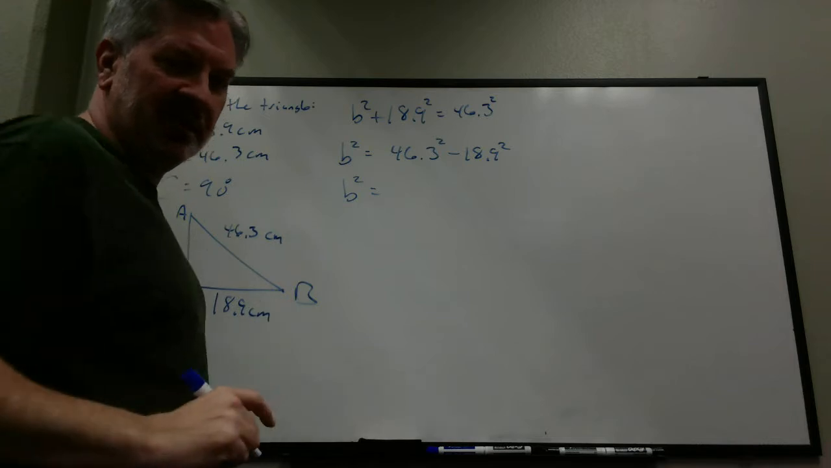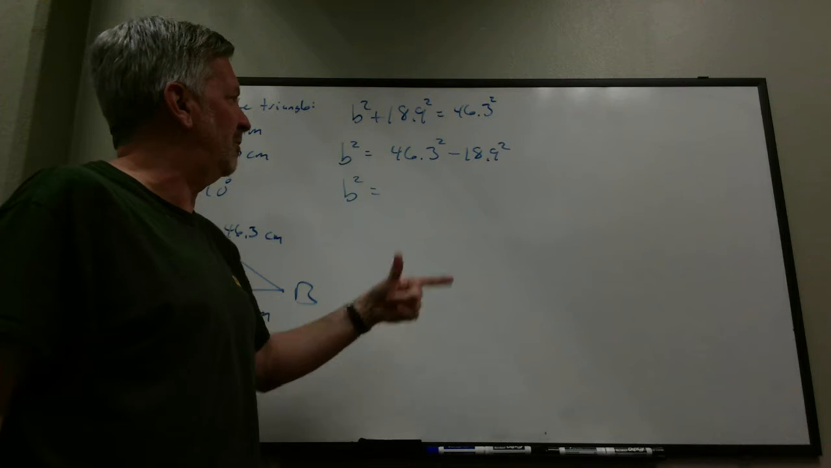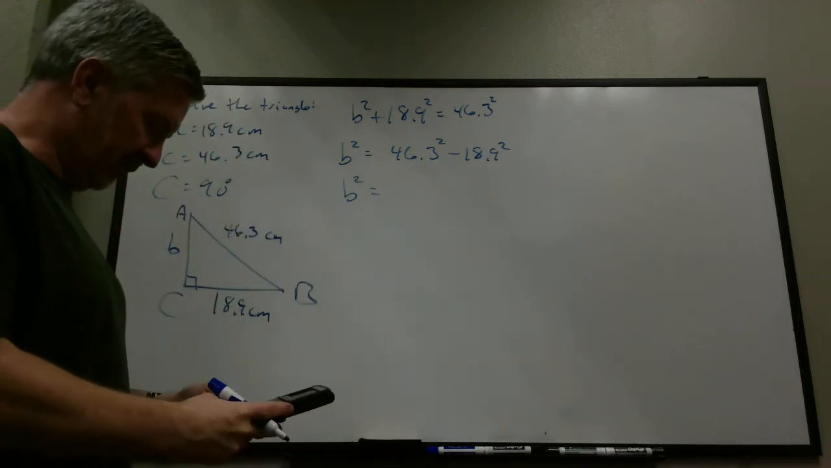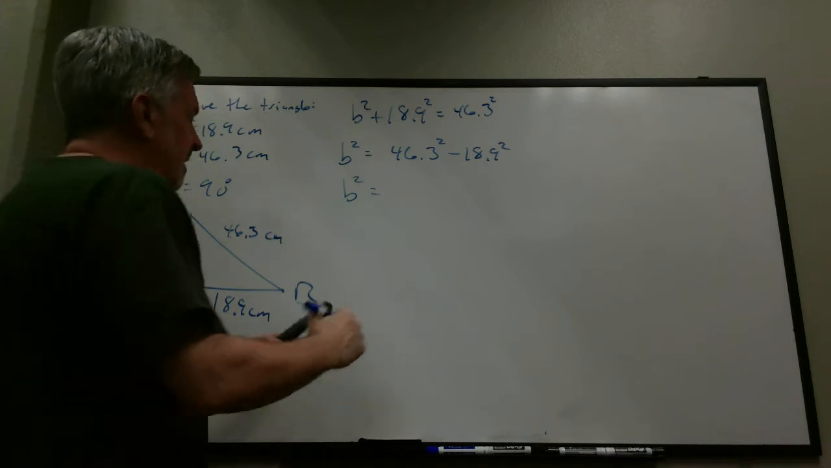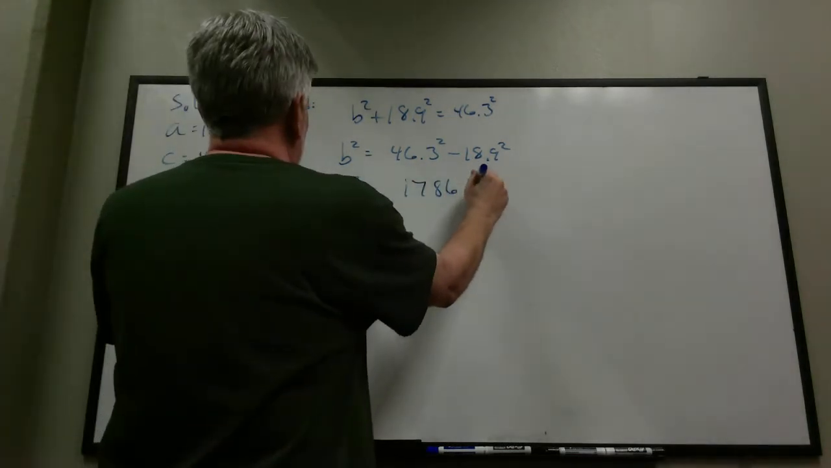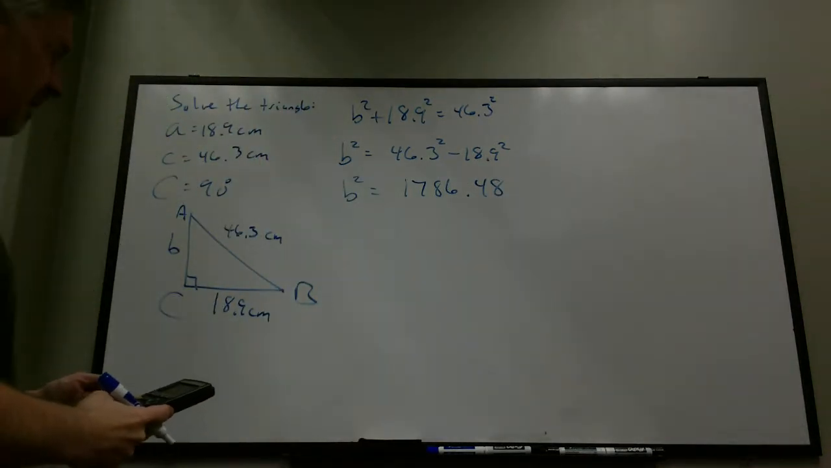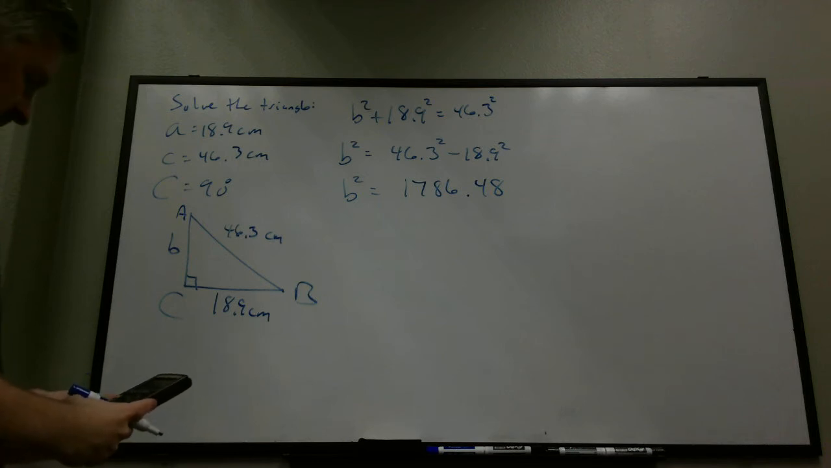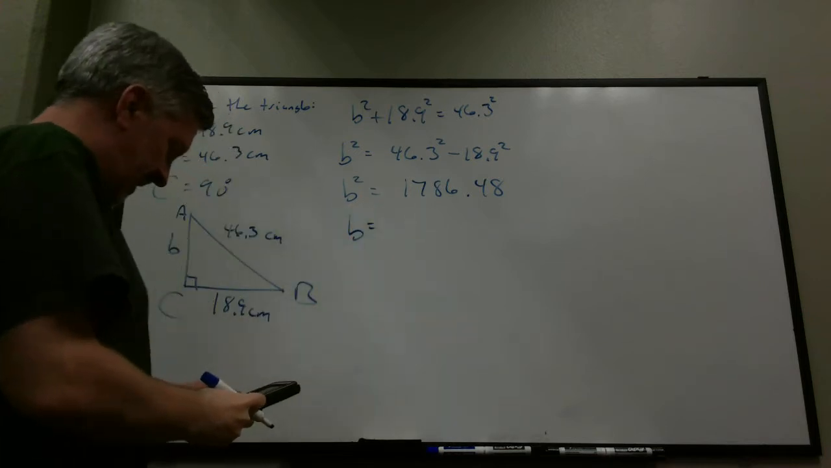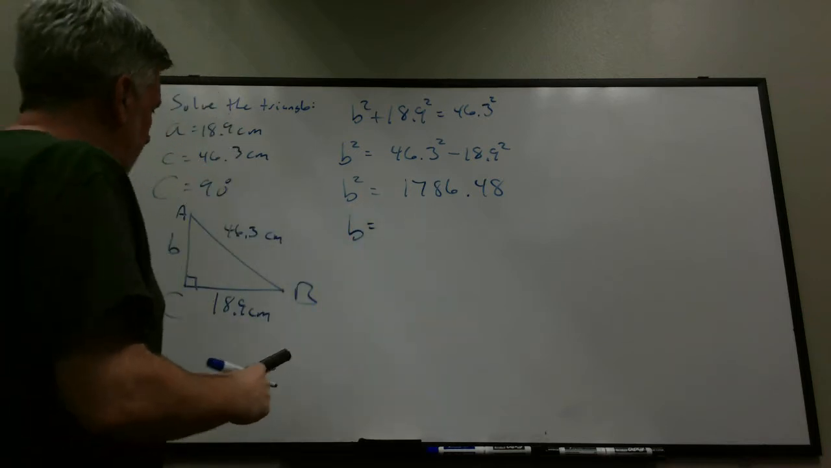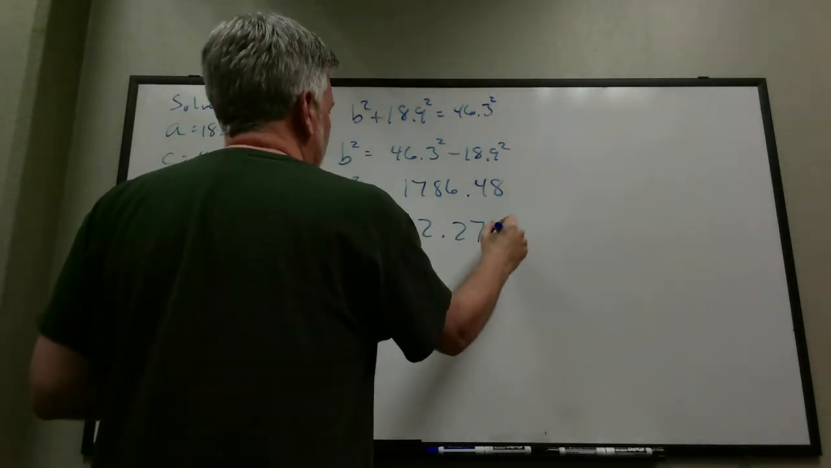Now I'm going to go ahead and punch that in. You see, I waited to punch it in because why punch that and write a long decimal and then do that and write a long decimal when I can just do it once. So 46.3 squared minus 18.9 squared is 1786.48. And then b is going to be the square root of that, which is 42.27 centimeters, going to two places.